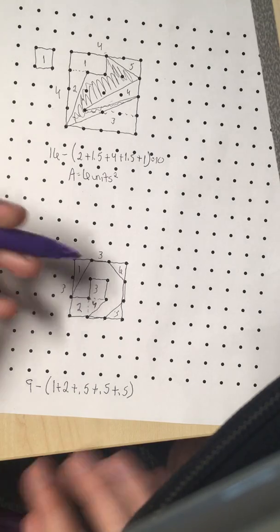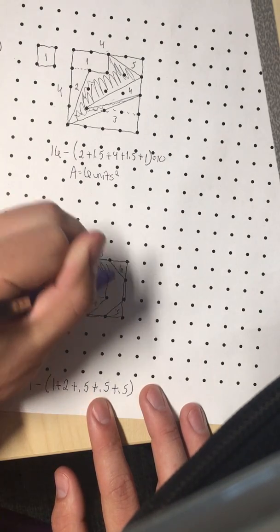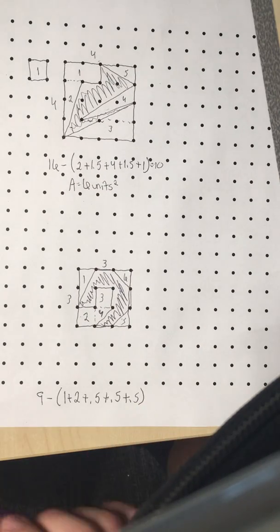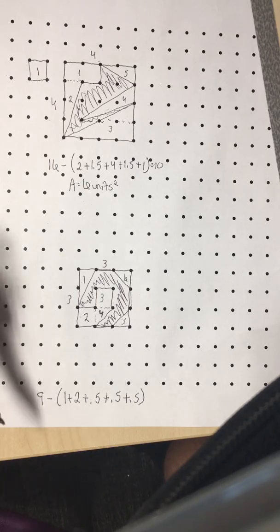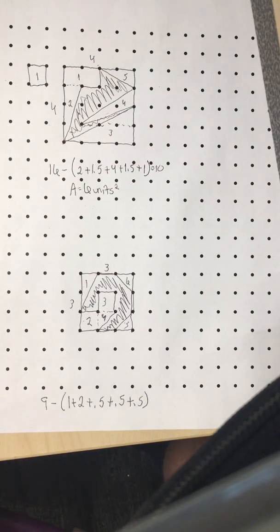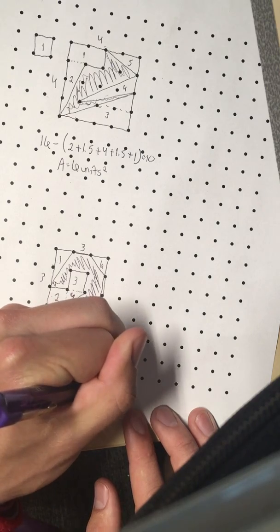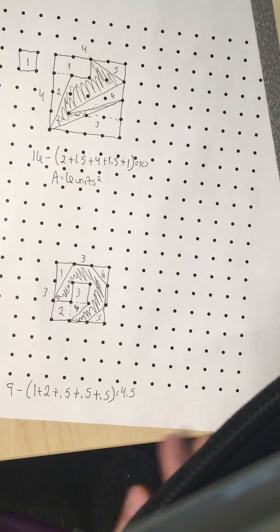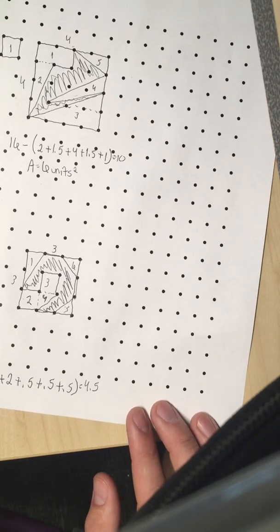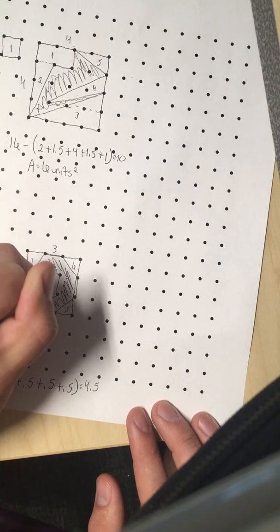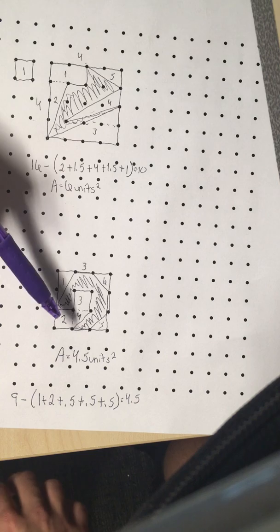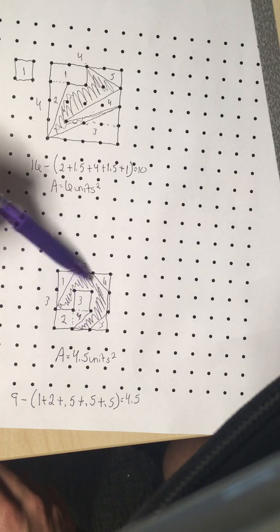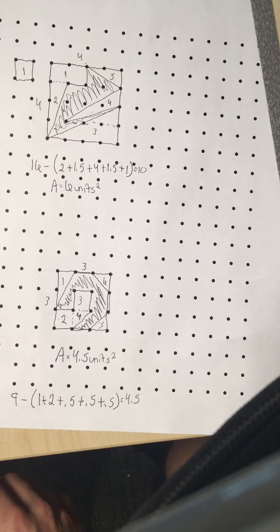So now that we found all of these, 1, 2, 3, 4, 5, 6, all these little ones, down here we'll just go ahead and add these up, and then subtract off the big one. So we have 3 and then 4.5. So all these little parts equal 4.5. Then 9 minus 4.5. Okay, so now we know that the shaded figure right here has an area of 4.5 units squared.